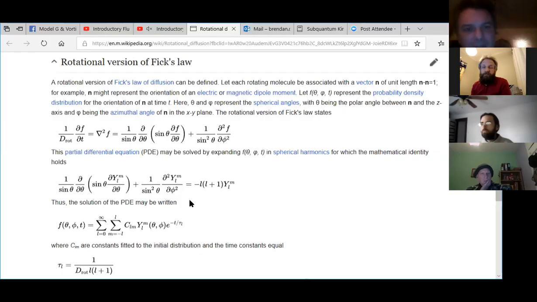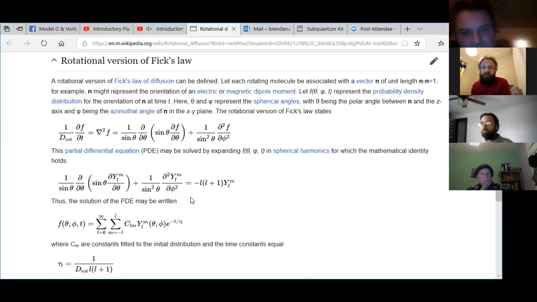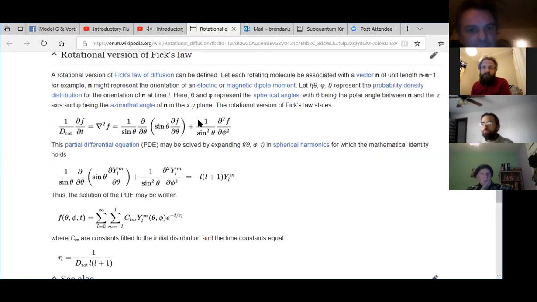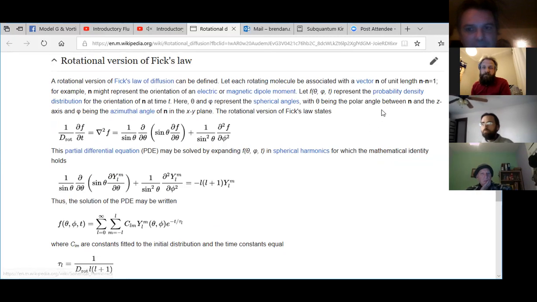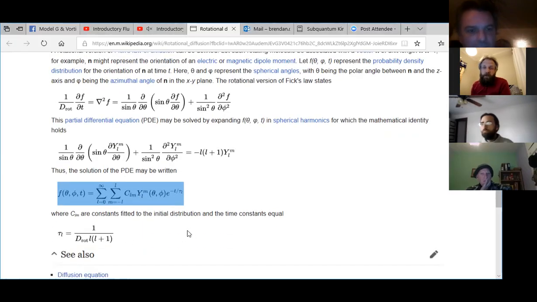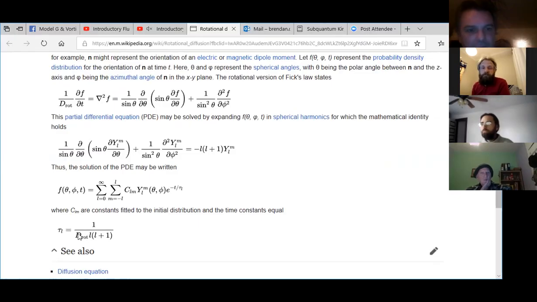So it might be that the other one I've said might be okay. It might not be. But if this is another thing we could try, it shows that F is the probability density function. A rotational version of Fick's law can be defined. So it's this term here. There you see the rotational diffusion constant.